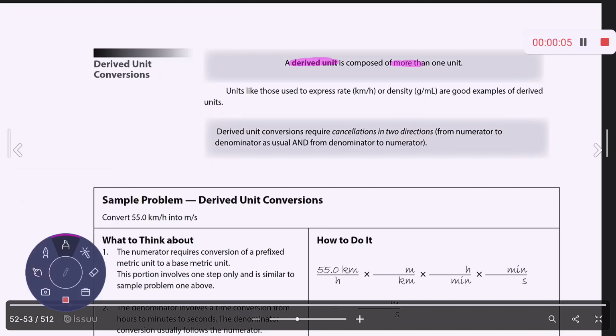Derived units have more than one unit. Let me give you a couple of examples. Rate is kilometers per hour, and density would be grams per milliliter. Since these are fraction units, we can use these to make unit cancellations doing conversion problems, like we've been doing.